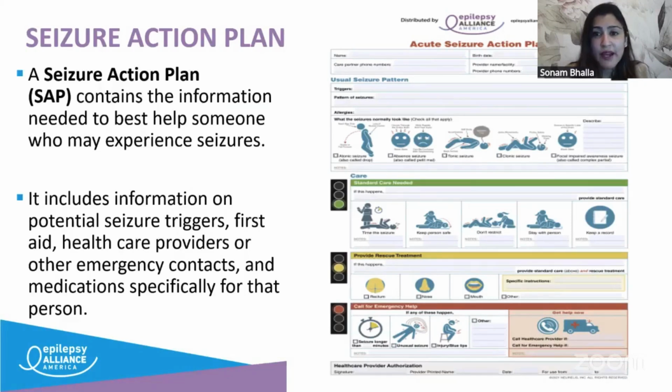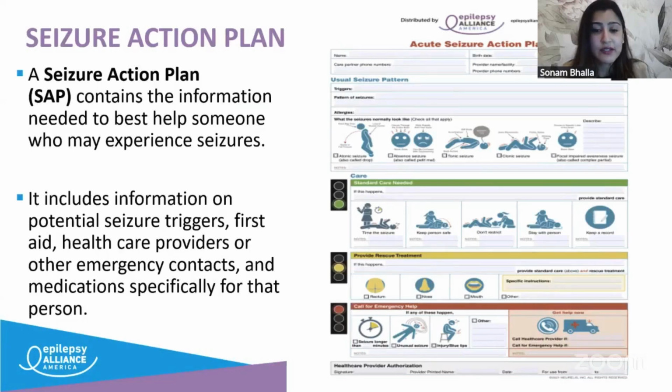There is a healthcare provider that needs to sign off on it. In certain places, like in Georgia, we also need the parent to sign off on it for school. So different places have different kinds, but this is how most seizure action plans look. There is also one available on the Epilepsy Alliance website, if your program or your school doesn't have it, or you want to use it for your workplace. It basically equips someone to know what kind of epilepsy you have and to provide the right care for you when you're actively having a seizure.